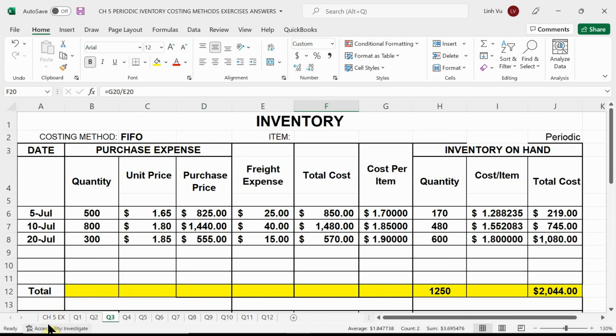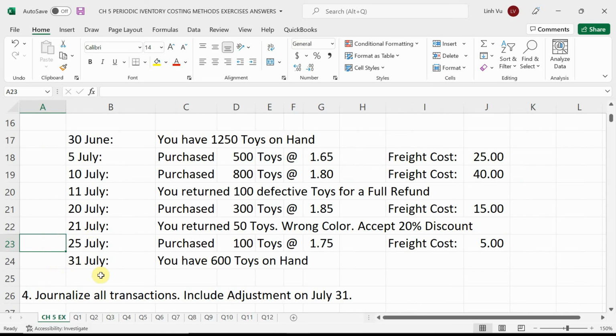So let's see what happened next. Last but not least, on July 25th, we end up purchasing an additional 100 toys at $1.75 with a freight cost of $5. So in this case, 100 toys at $1.75 and the freight of $5. So what do I do with this?